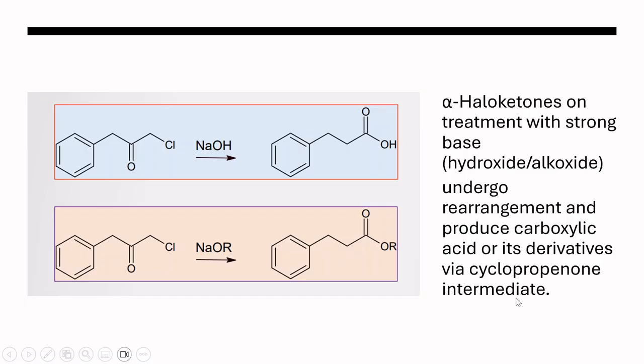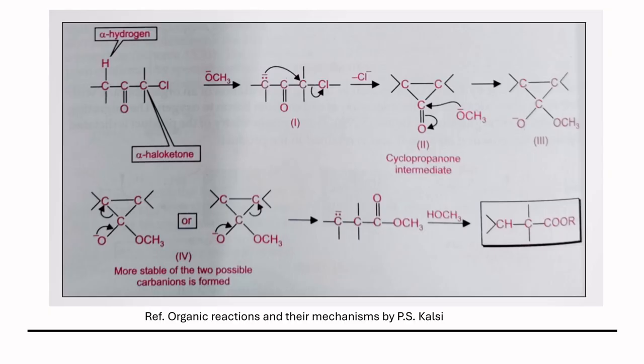cyclopropanone intermediate. So I hope the statement of Favourski rearrangement is clear to you. It involves the base catalyzed rearrangement of alpha haloketones to a carboxylic acid or its derivative via a cyclopropanone intermediate. Now, let us go through the mechanism of the reaction. This is the mechanism as given in PS Calci, organic reactions and their mechanism.